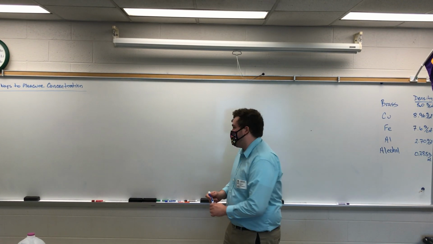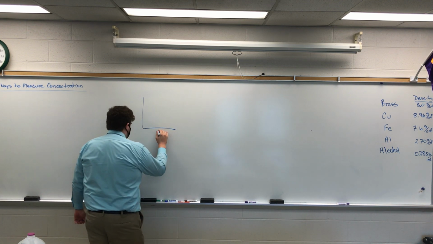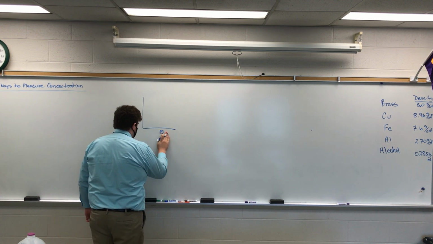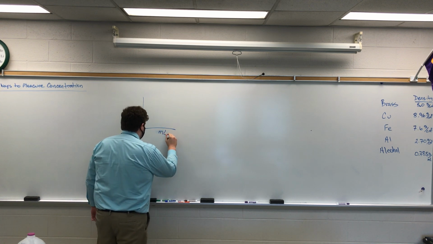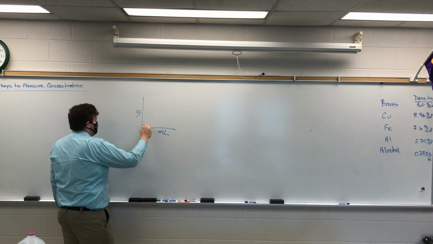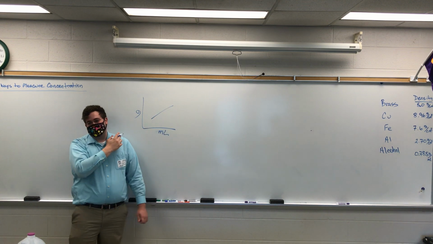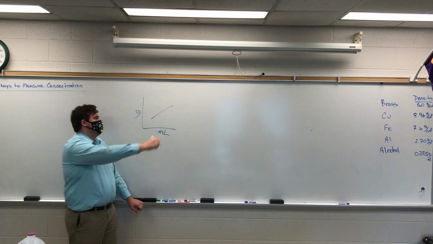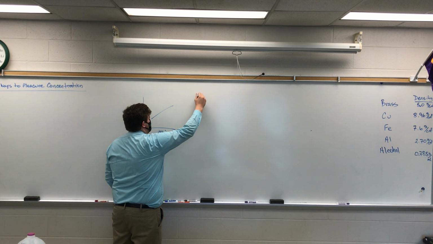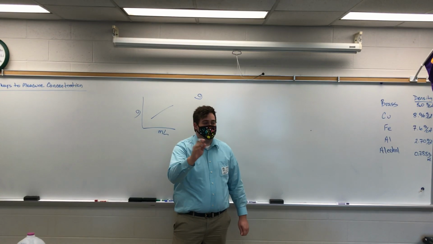Rise over run, exactly. So we have this graph. This is our volume. This is our mass right here. So if we have rise over run, what is our rise in this case? Grams. I hear grams. So grams is our rise. So then what's our run? Milliliters, right.